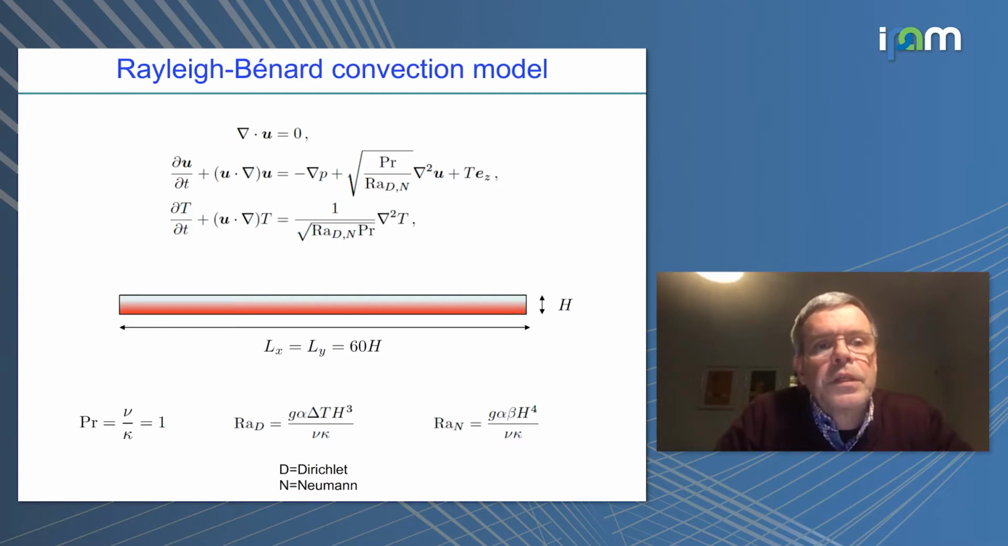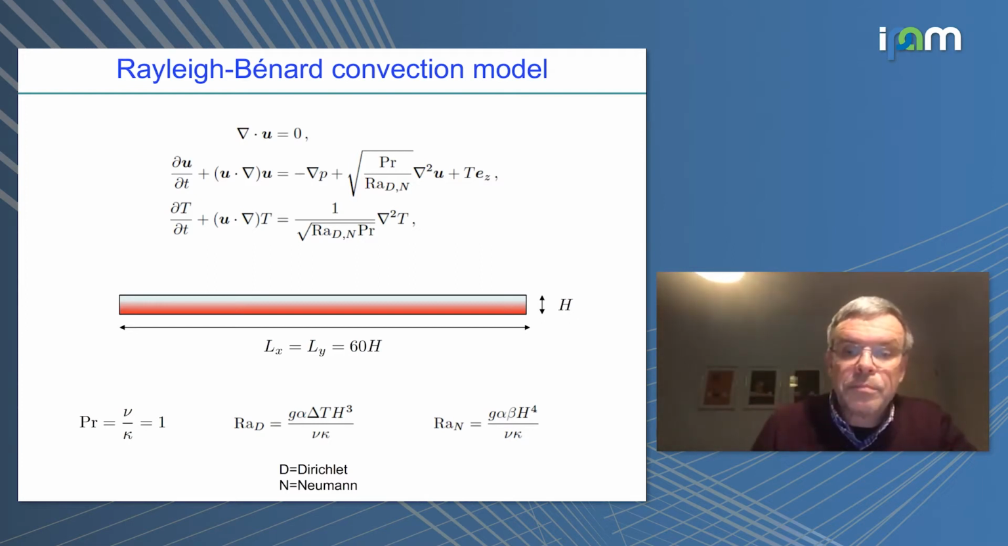We have the Boussinesq equations, the mass, momentum, and the energy balance. The domain which we are simulating has a square cross-section with 60 times the height of the cell, so a very extended domain. For simplicity, we are choosing a Prandtl number of 1. We are aware of the fact that the Prandtl number in the solar convection case, for instance, is about 6 orders of magnitude lower than 1. And the Rayleigh numbers are defined in correspondence with the boundary conditions that we are choosing for the temperature field.